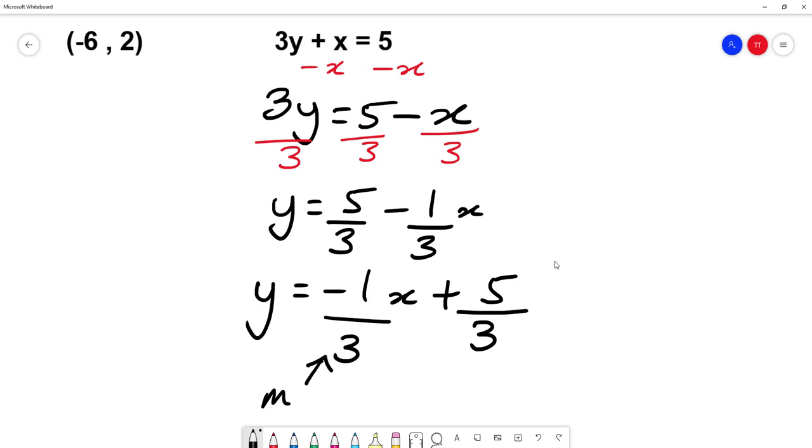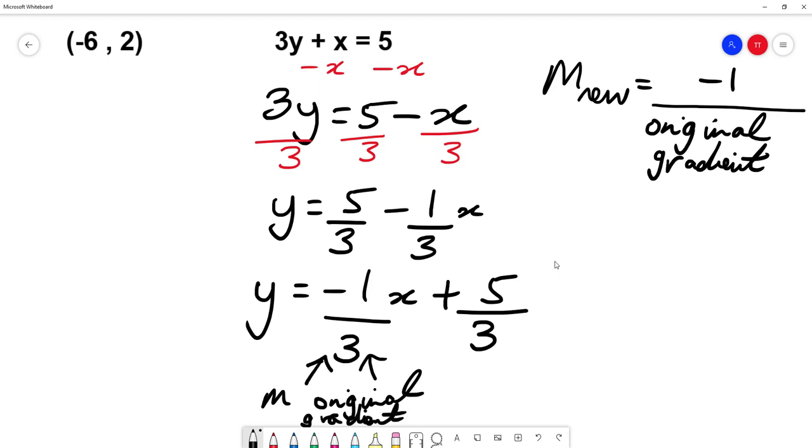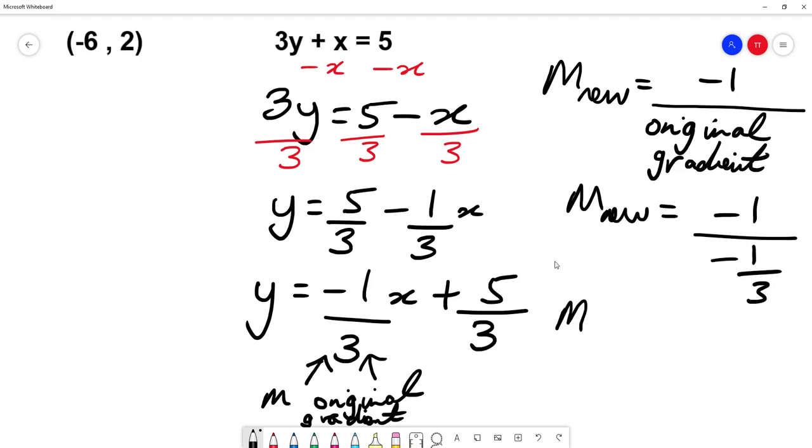Now we want to find the gradient of the perpendicular line, which I'm going to call m nu. And we said that was going to be -1 divided by the original gradient. Now our original gradient is what we have here, so I'm also going to annotate that as the original gradient, for clarification. So m nu is -1 divided by minus a third. Now, a lot of students get stuck on this step, so I'm going to show the fractions, how you do it lower down the school.